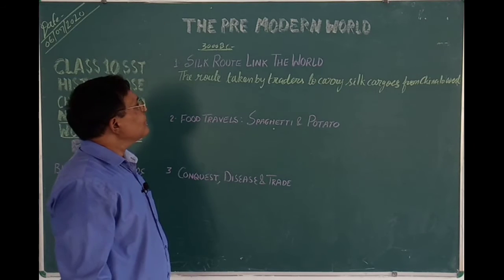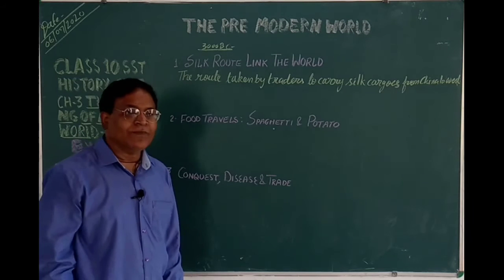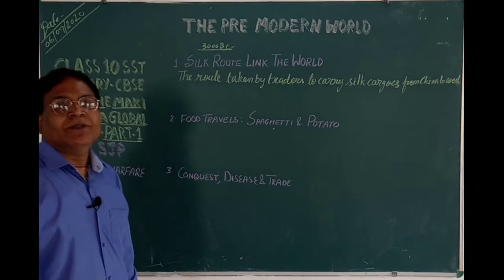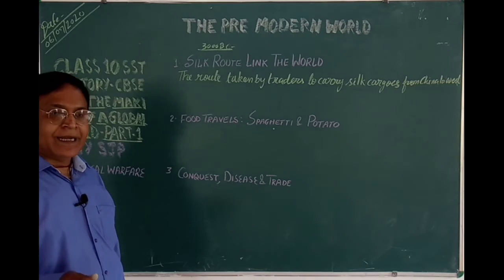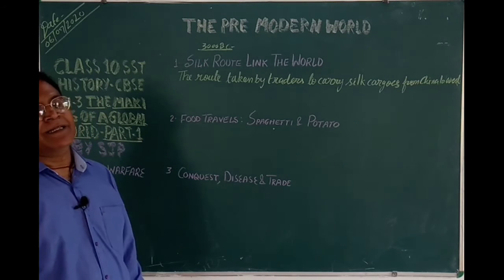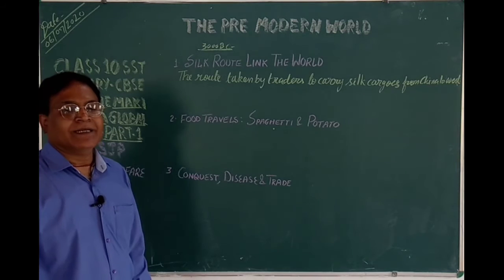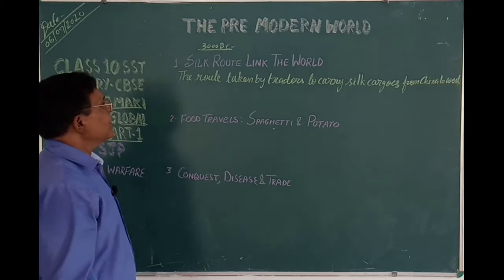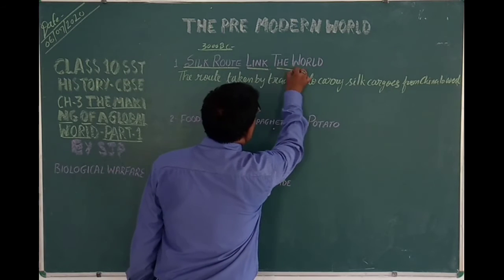In the pre-modern world, we will study various types of diseases that moved from one place to another. So it is our duty to understand how these routes developed, how this network started, what moved on these networks, and how various things transferred from one country to another, and how culture, education, and civilization moved from one place to another. To understand the pre-modern world, let us take the first topic, Silk Route links the world.